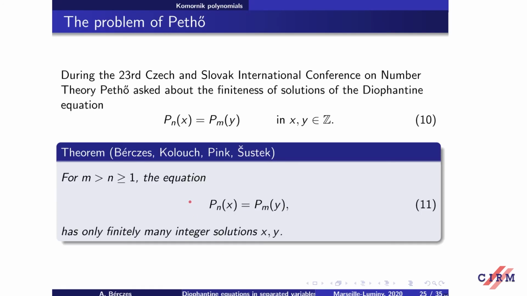After these auxiliary properties, let us show the results concerning Diophantine equations containing Komornik polynomials. The problem originates from Attila Bérczes, who asked at a conference about the finiteness of the number of solutions of P_n(x) = P_m(y). With Kolusz, Pink, and Szustek, we did prove that the equation P_n(x) = P_m(y) has always finitely many integer solutions.